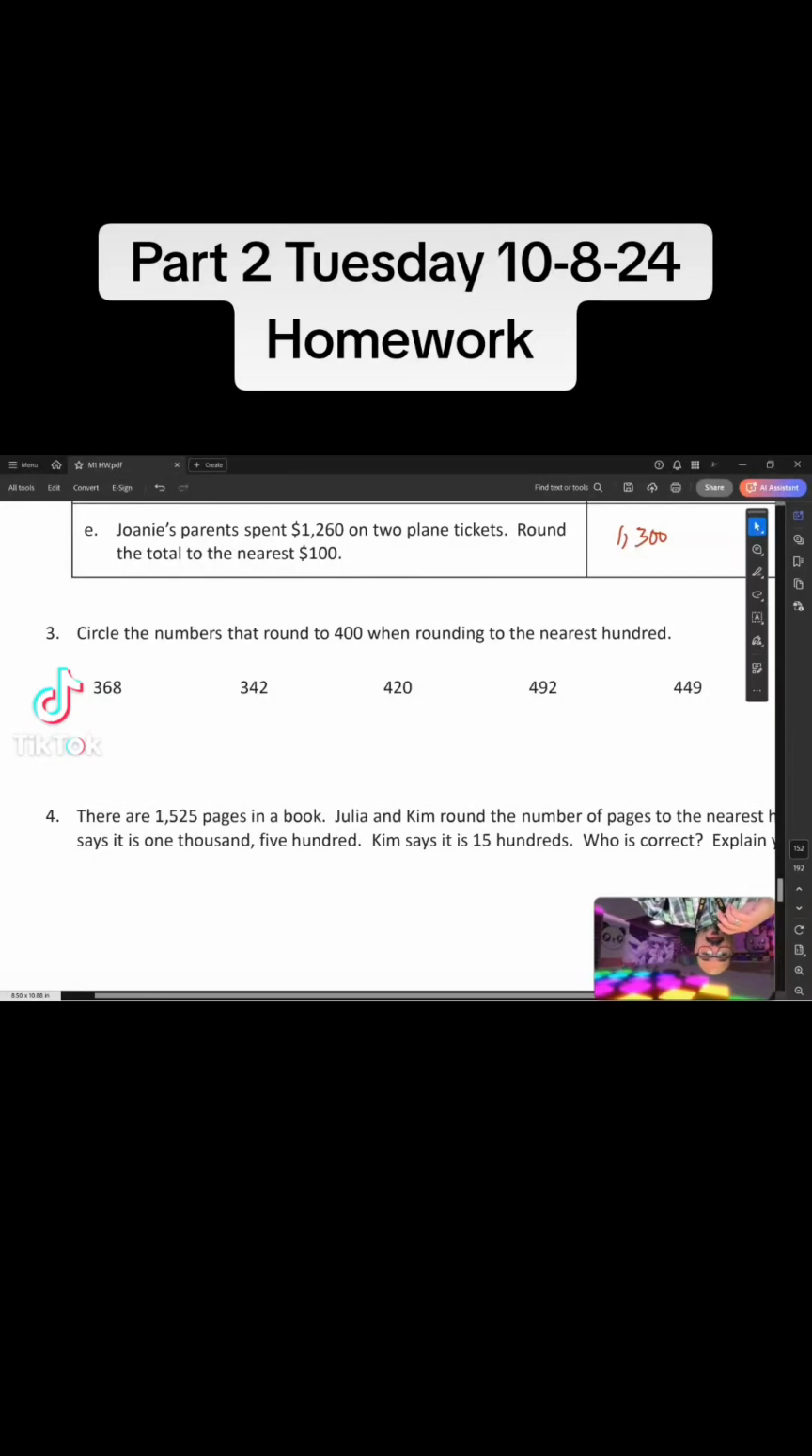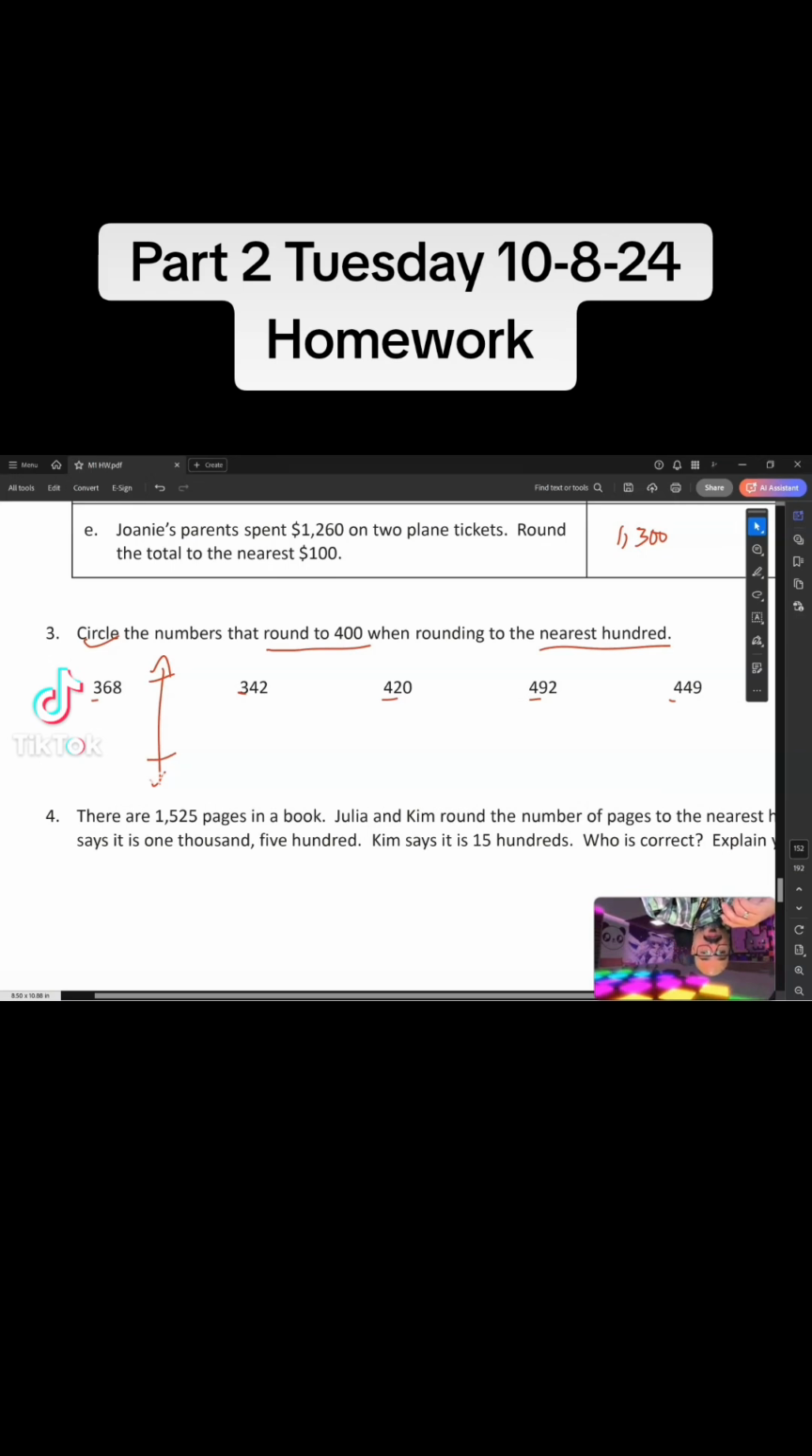Okay, Mr. G Bag, here's part two, start with number 3. It says circle the numbers that round to 400 when rounding to the nearest hundred. So all of these we're looking at the nearest hundred, and we want to circle the ones that round to 400. So we're looking at the hundreds place. Now I can draw a vertical number line.